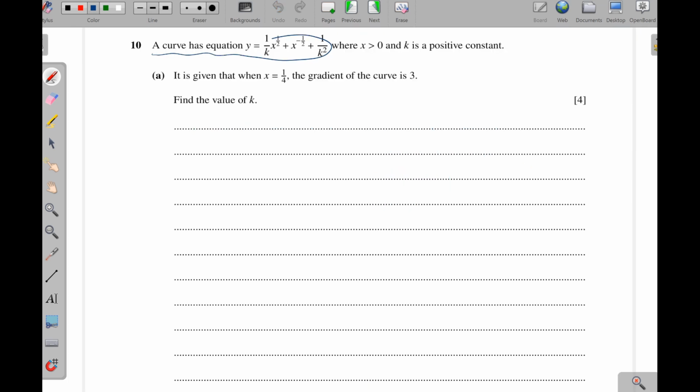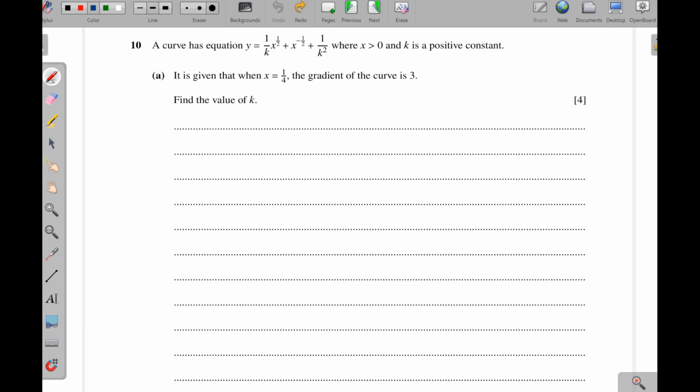A curve has this equation where x is greater than 0 and k is a positive constant. Part A, it is given that x is equal to a quarter. The gradient of the curve is equal to 3. Okay, so when x is equal to a quarter, the gradient is 3. Find the value of k. How do we get the gradient of a curve? We use a process of differentiation.